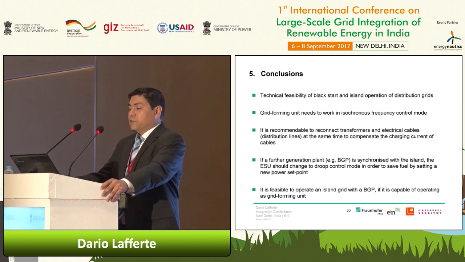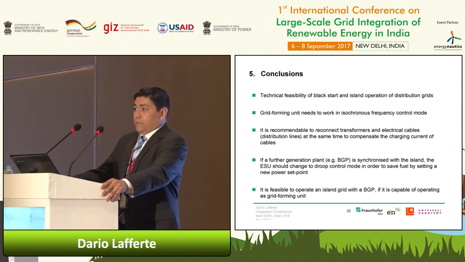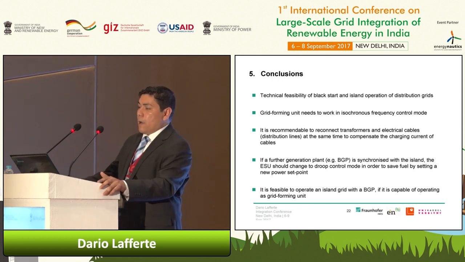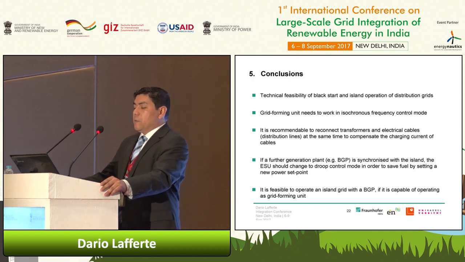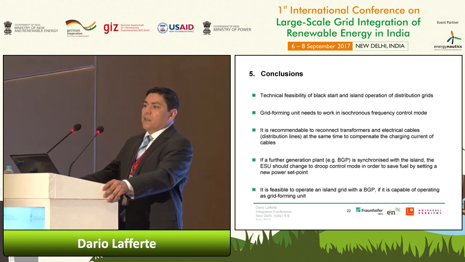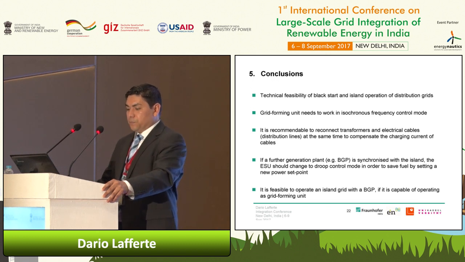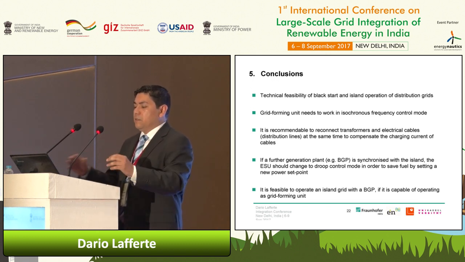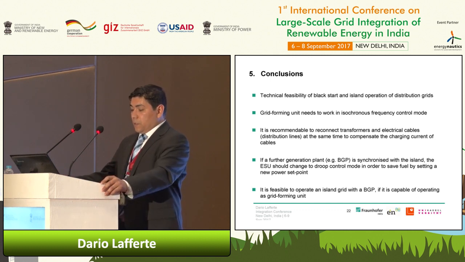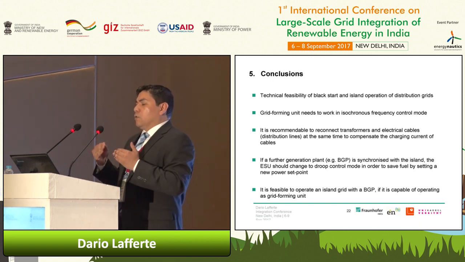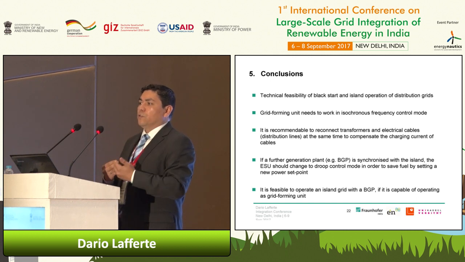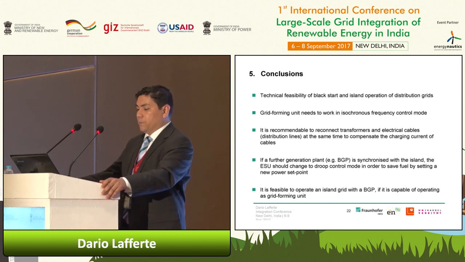A grid forming unit needs to work in isochronous frequency control mode. That means that it is an active frequency control mode, and droop frequency control mode is actually an active power control mode with a frequency influence. It is recommendable to reconnect transformers and electrical cables together in order to avoid or minimize the charging current of these electrical lines. If we have further generation plants, we need to synchronize them. And the ESU, the black start unit, should change to droop frequency control mode in order to set a lower set point on safe fuel.